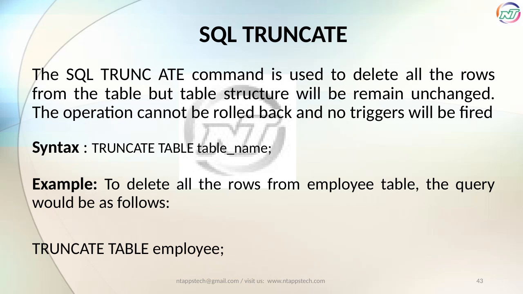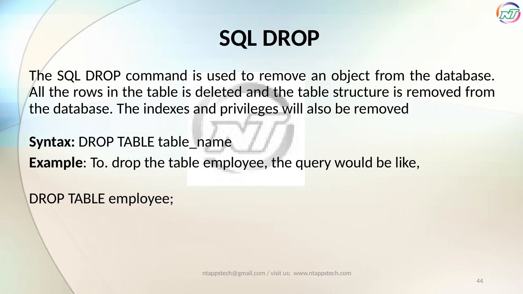The syntax is simple. Just type truncate table followed by the name of the table you want to clear. For example, if you want to delete every row from the employee table, you would run truncate table employee. This makes truncate ideal for situations where you need to empty a table completely without logging individual row deletions or running additional constraints.